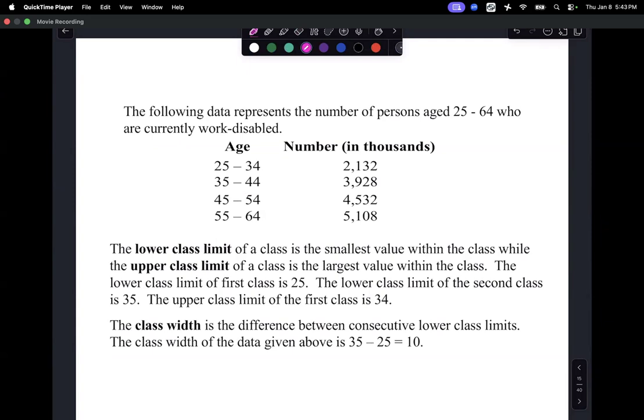If I want to know the class width, you just take two consecutive lower class limits and subtract them. So 35 minus 25 is 10. There's 10 in each class. That's my class width. Questions so far? We doing okay? Hanging in there? All right.